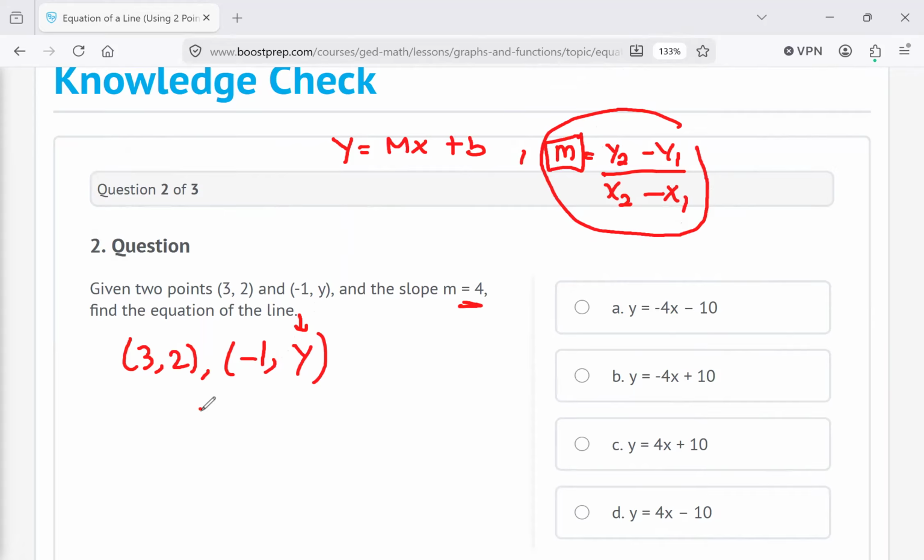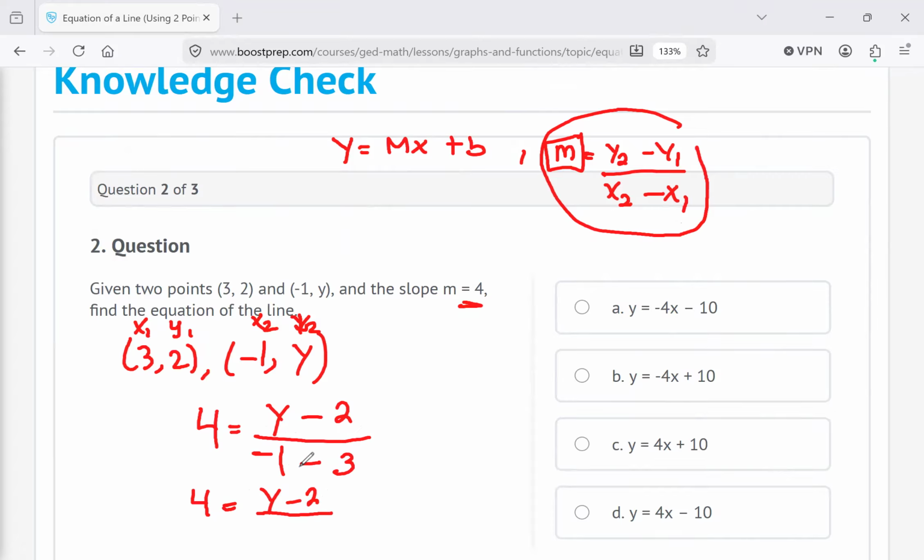So we're going to say 4 equals, and then I'm going to carefully label this x1, y1, x2, y2. So my y2 is y minus my y1 is 2. My x2 is -1 minus my x1 is 3. So it's going to be 4 equals y minus 2, and then do the bottom, what's -1 minus 3? -4.